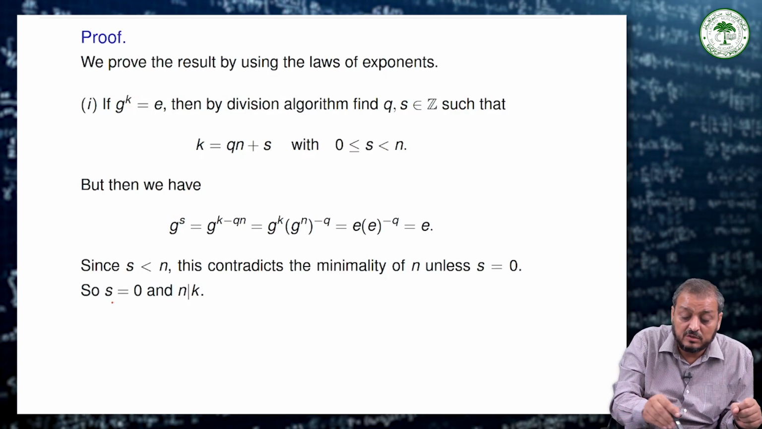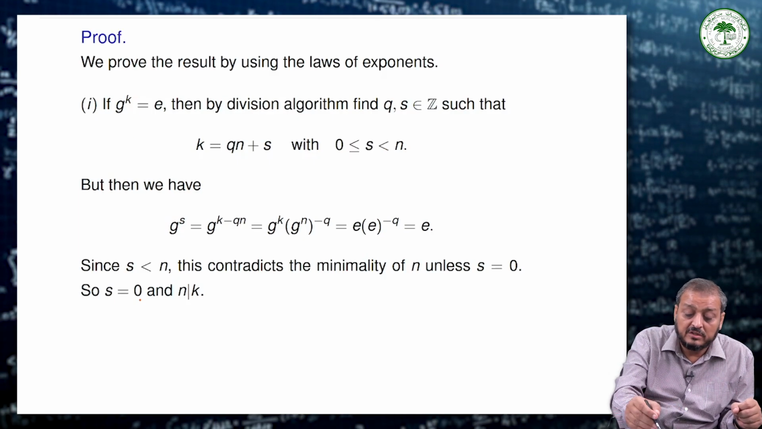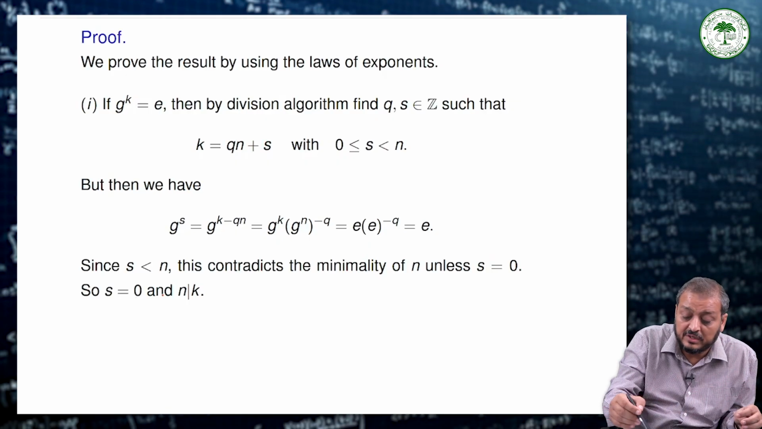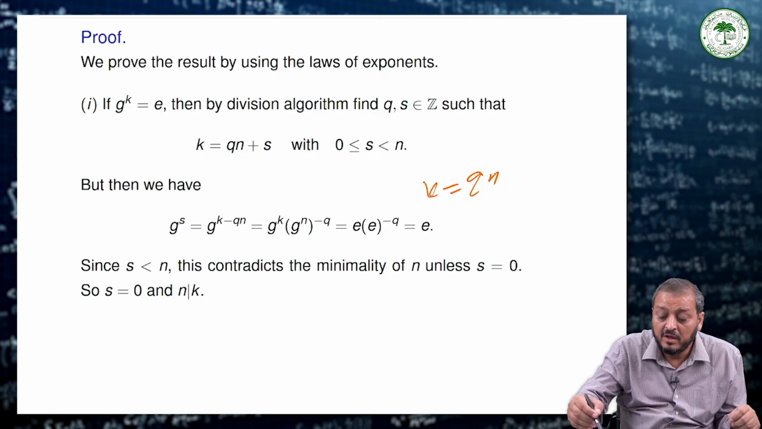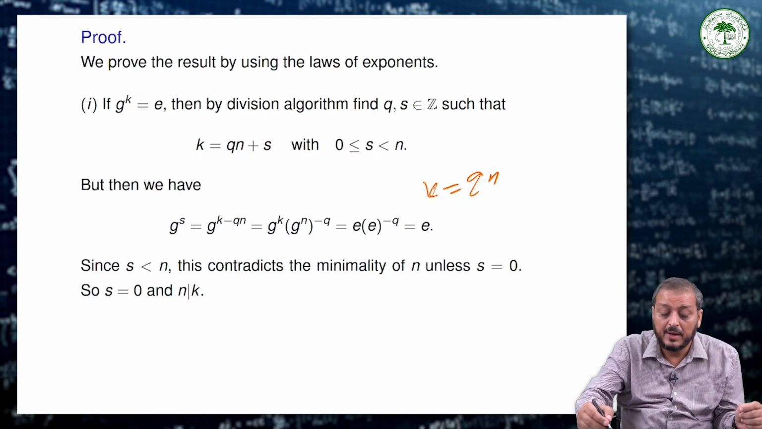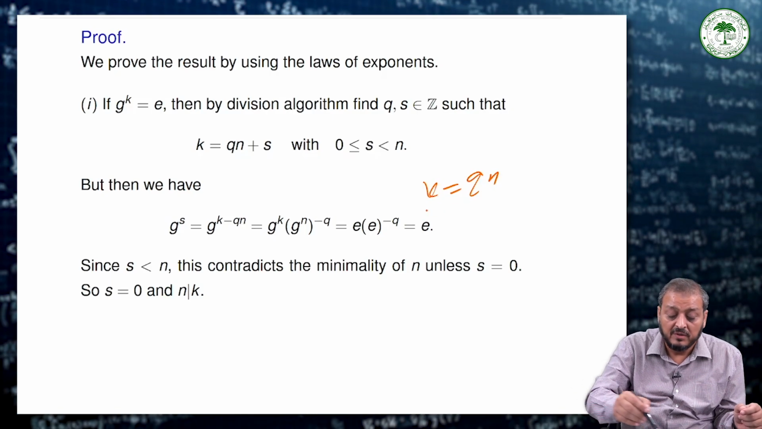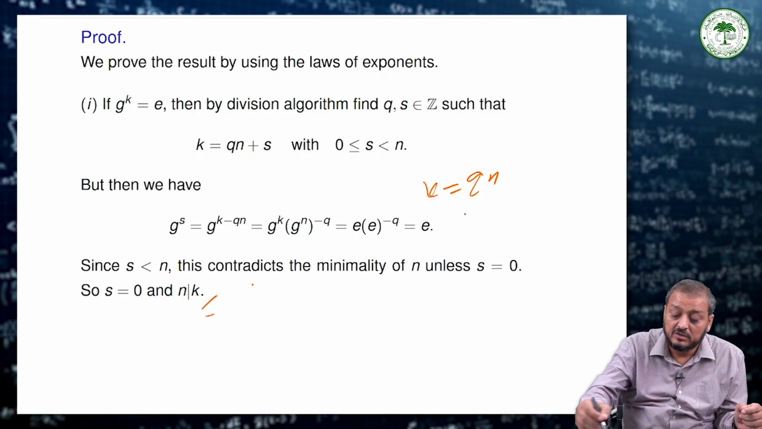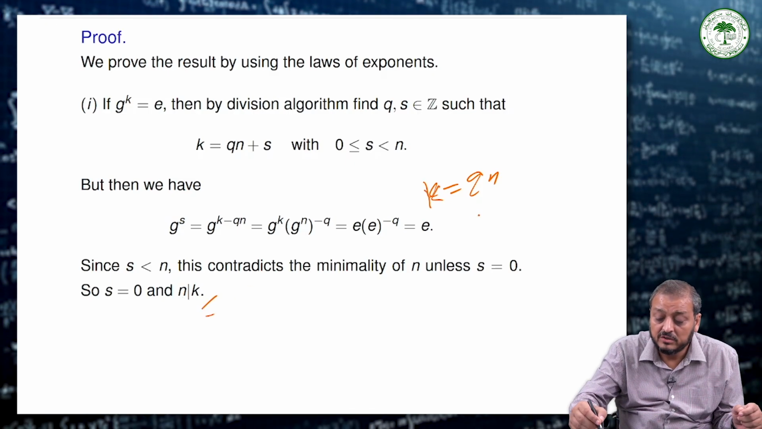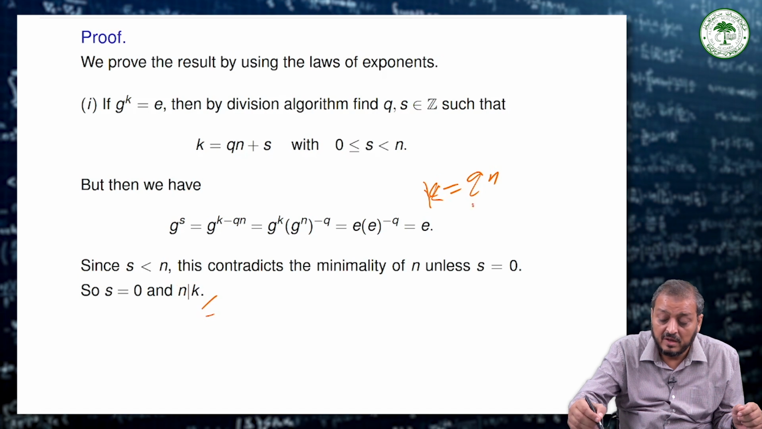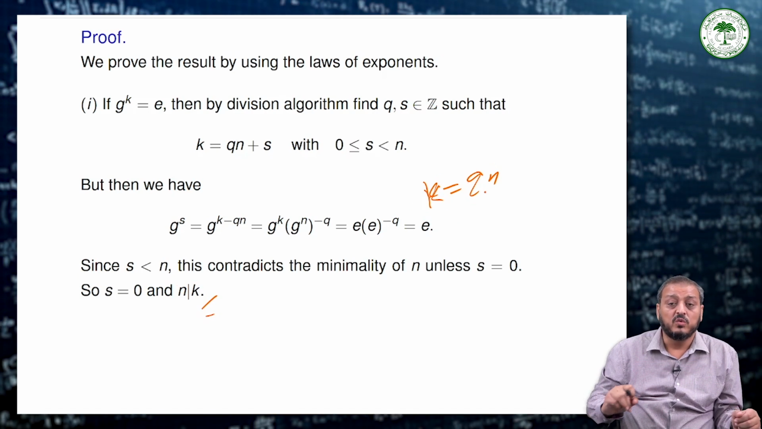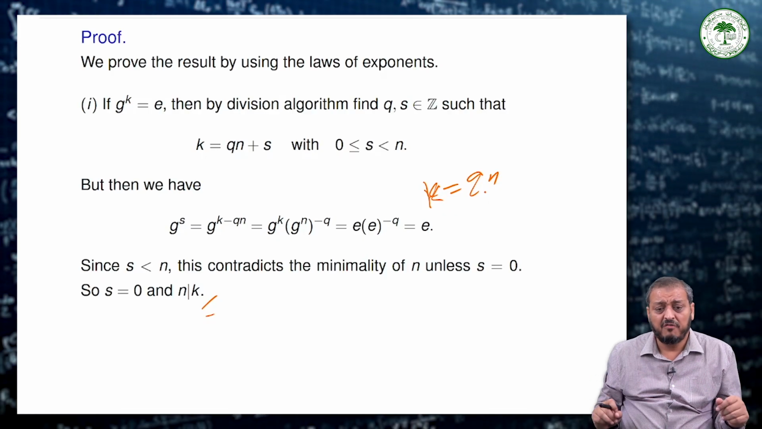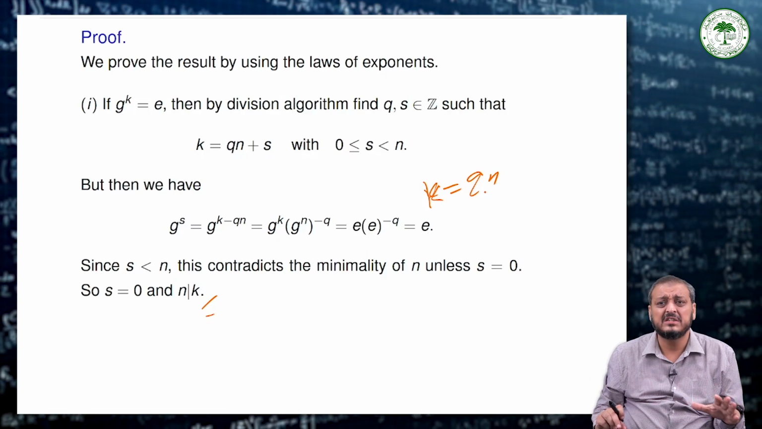If s is equal to 0, then clearly k is equal to qn, and k equal to qn means that n divides k. So this means k is equal to qn, and clearly n divides k. So the first part is proved. The converse is very trivial.